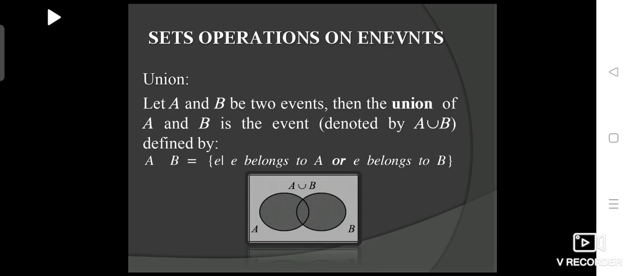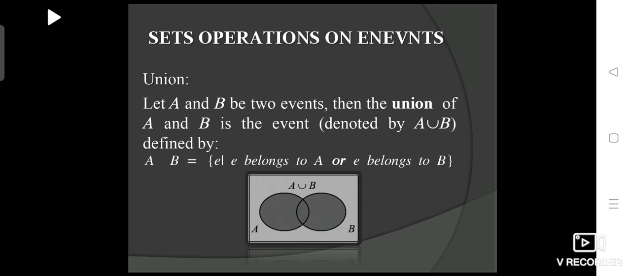Now some operations used in probability for events. The first one is union. Let's suppose we have sets A and B, and the union of these sets is represented as A union B. The definition is: x belongs to A union B if x belongs to A or x belongs to B.